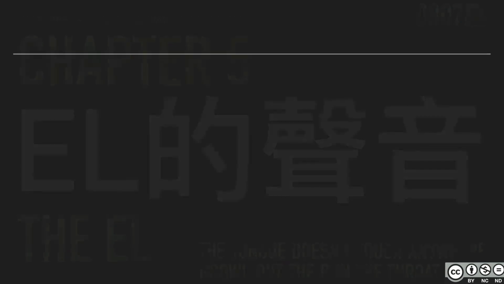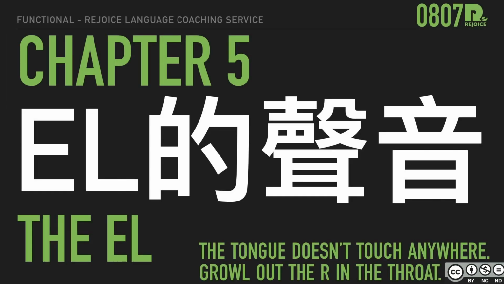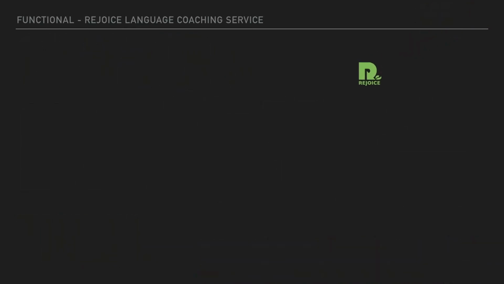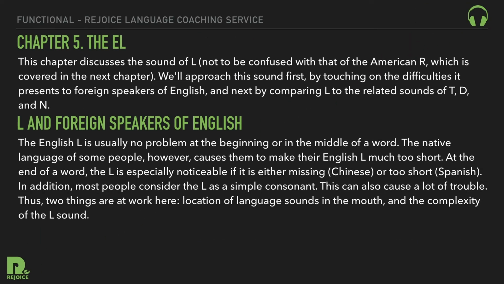Chapter 5, the L. This chapter discusses the sound of L, not to be confused with that of the American R, which is covered in the next chapter. We'll approach this sound first by touching on the difficulties it presents to foreign speakers of English, and next by comparing L to the related sounds of T, D, and N. L and foreign speakers of English.